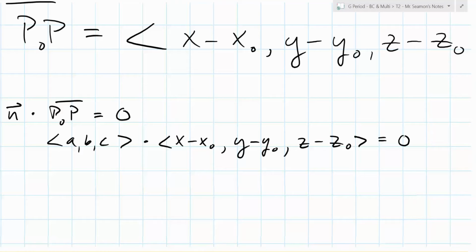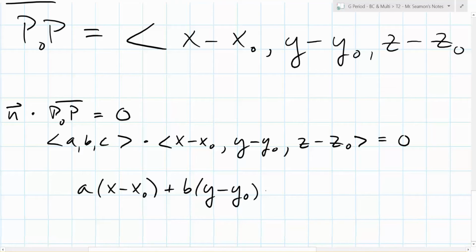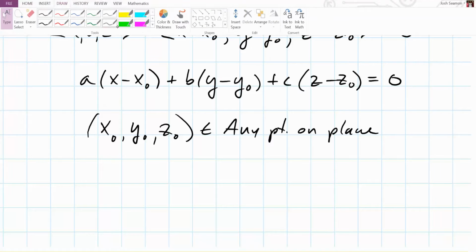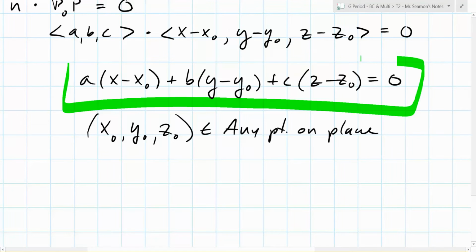So if we actually do this out, what does A get multiplied by? X minus x naught, plus B times y minus y naught, plus C times z minus z naught, equals 0. What's the one thing that had to be true about the vector containing A, B, C in order for this to work? It needed to be a normal vector to the plane. What does this therefore represent right here? This is the key thing, the setup for everything.